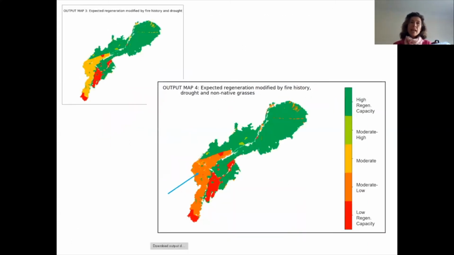Again, here we have the output from that step, output map 4, and we can compare this to the output from the previous step. We can see that the large orange area that is classified as chamise redshank chaparral was moderate in terms of its regeneration capacity, and it's now been downgraded to moderate low based on the non-native species cover of those.